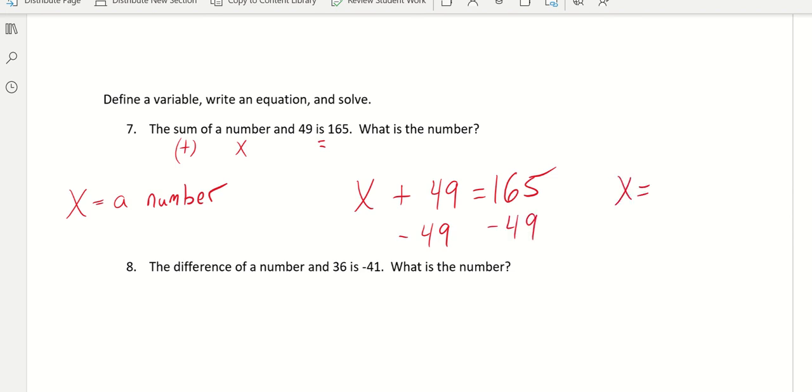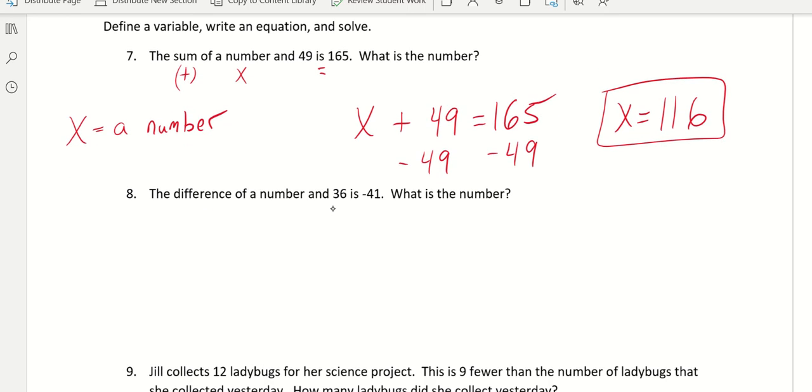We could do this the old school way, or we could try to do it mentally. So if we were to subtract 50 here, 65 minus 50 is 15, right? We're not quite subtracting that much. We're one short of subtracting that much. So it's 16. 65 minus 49 is 16. So it's going to be 116 there. Okay. All right. Very good. Next one.